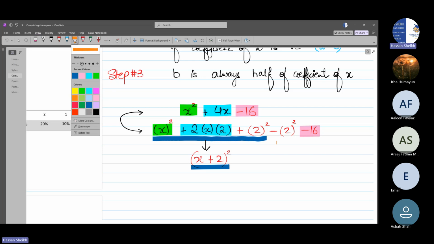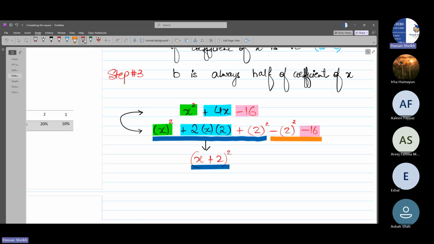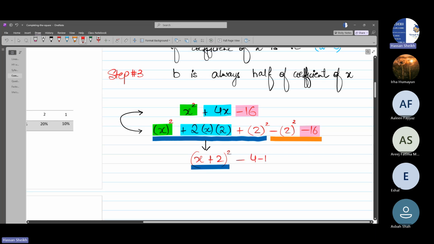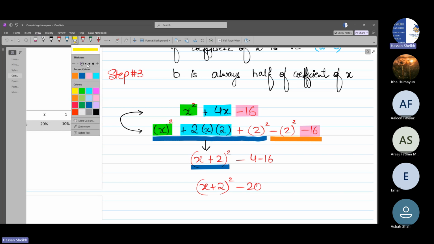And what about this one? Where does it go? We can write it as 2 squared. So what is the square of 2? 4. That's how we solve the completing the square method. Obviously, we have a lot of questions to do. This is just the first one. This is just an explanation.